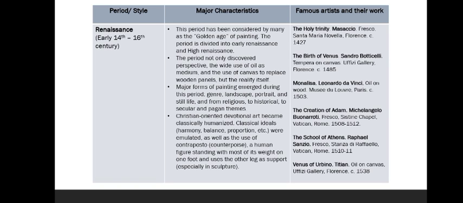Christian-oriented devotional art became classically humanized. Classical ideals like harmony, balance, and proportion were emulated, as well as the use of contrapposto or counterpoise, a human figure standing with most of its weight on one foot and uses the other leg. This is especially seen in sculptures.